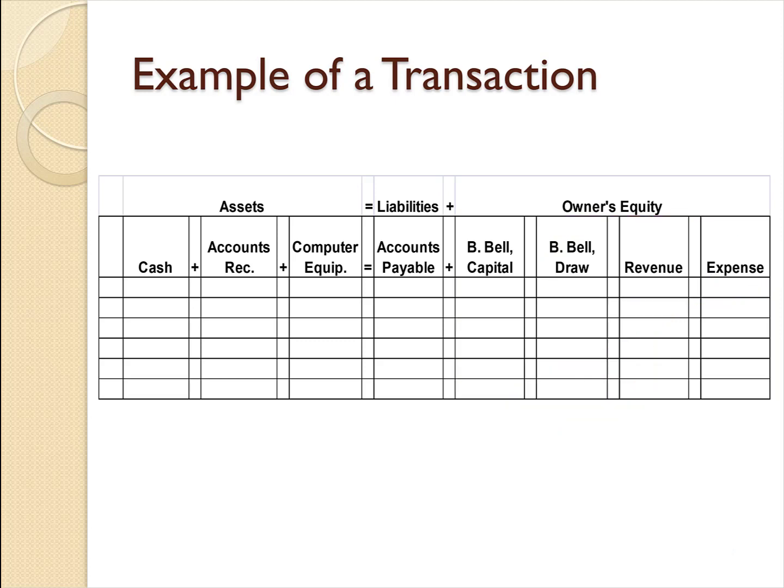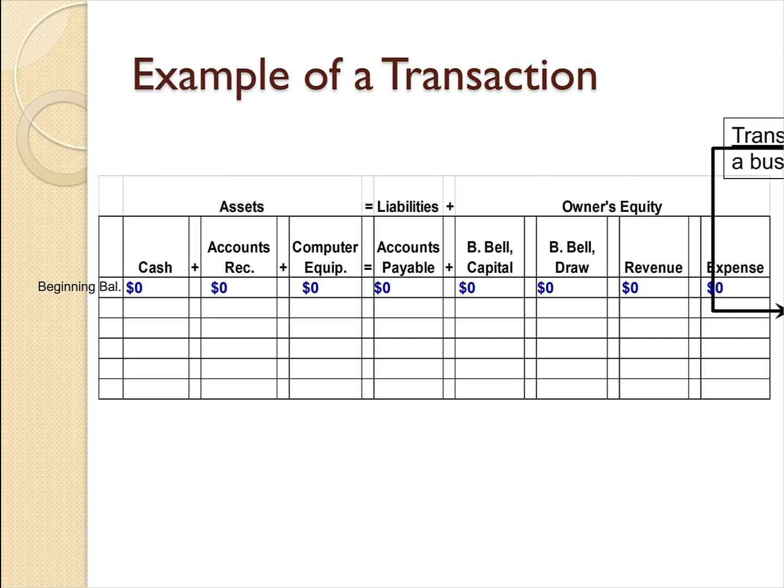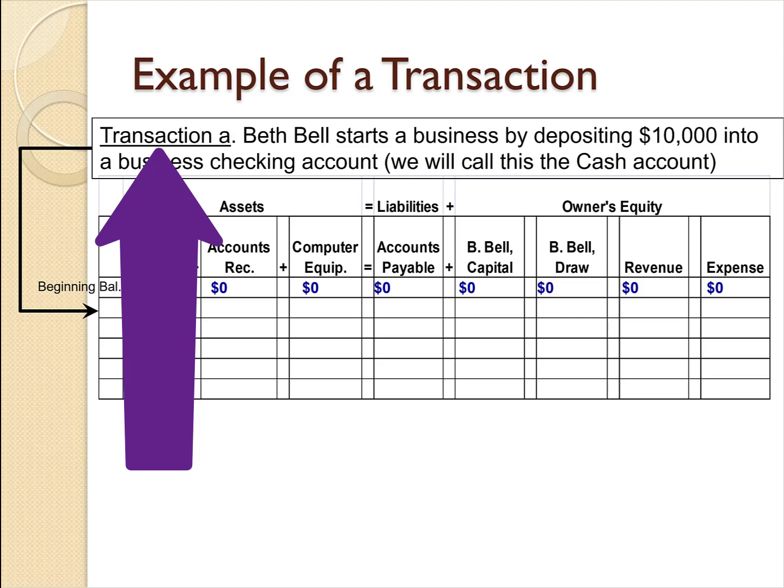So this company is brand new. We're going to list their beginning balances. BAL stands for balance. Because every company that's brand new starts with balances of 0. So they start with nothing. Every company starts with nothing at the very beginning. Now we're going to talk about our very first transaction, creatively called Transaction A.